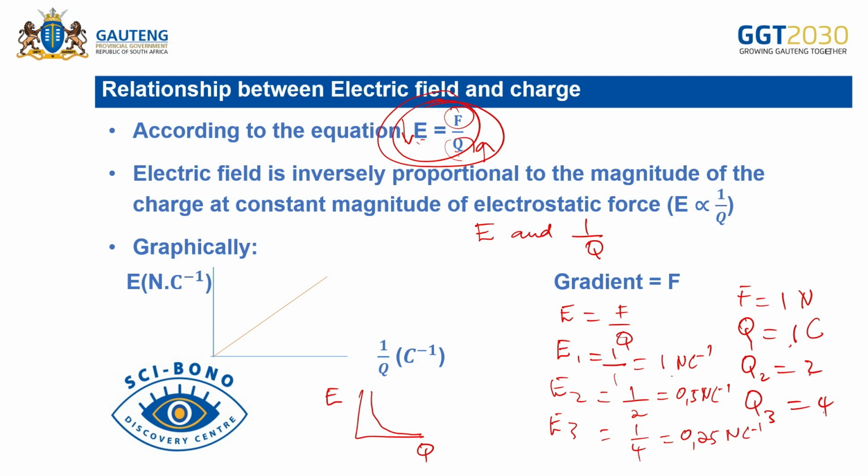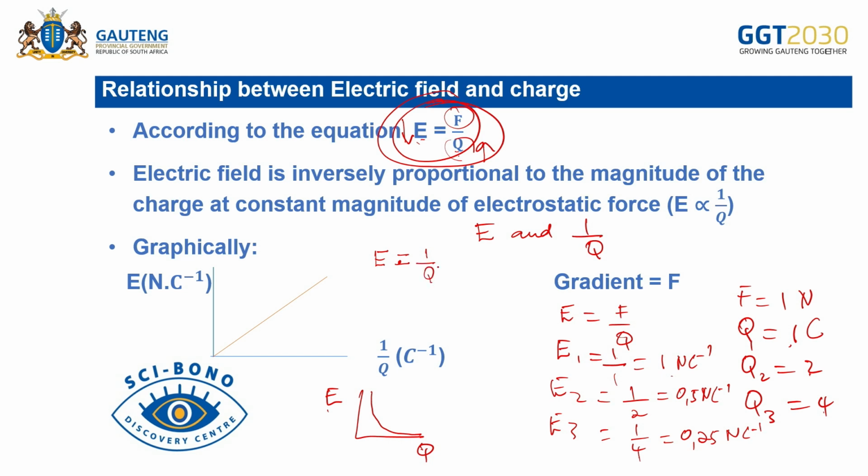So as I increase Q, what happens to E? E decreases. So I'm having E and Q there. The relationship is inversely proportional. So as Q increases, my E decreases, right? But now I'm looking at E and the inverse of Q, right? So now what am I having here? I'm having E and the inverse of Q.